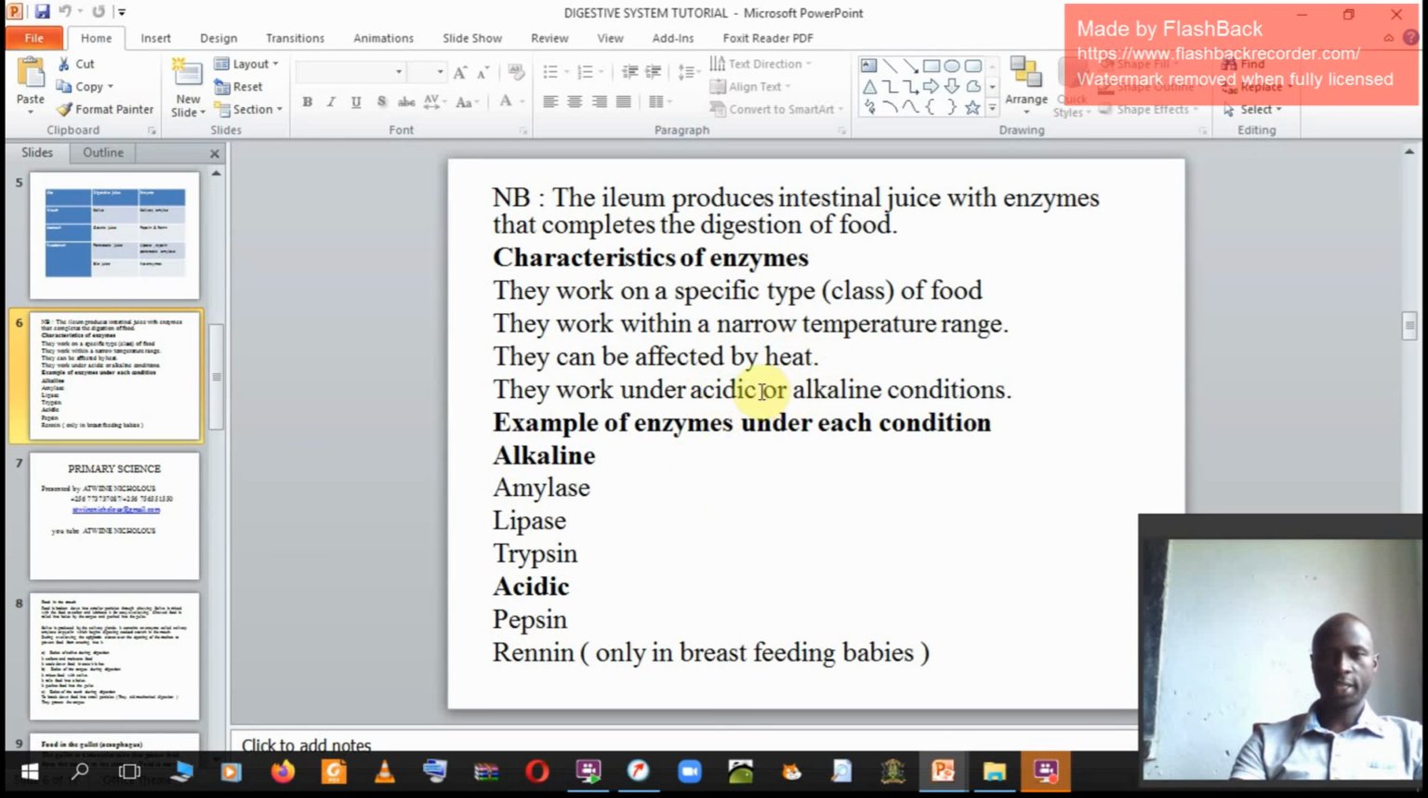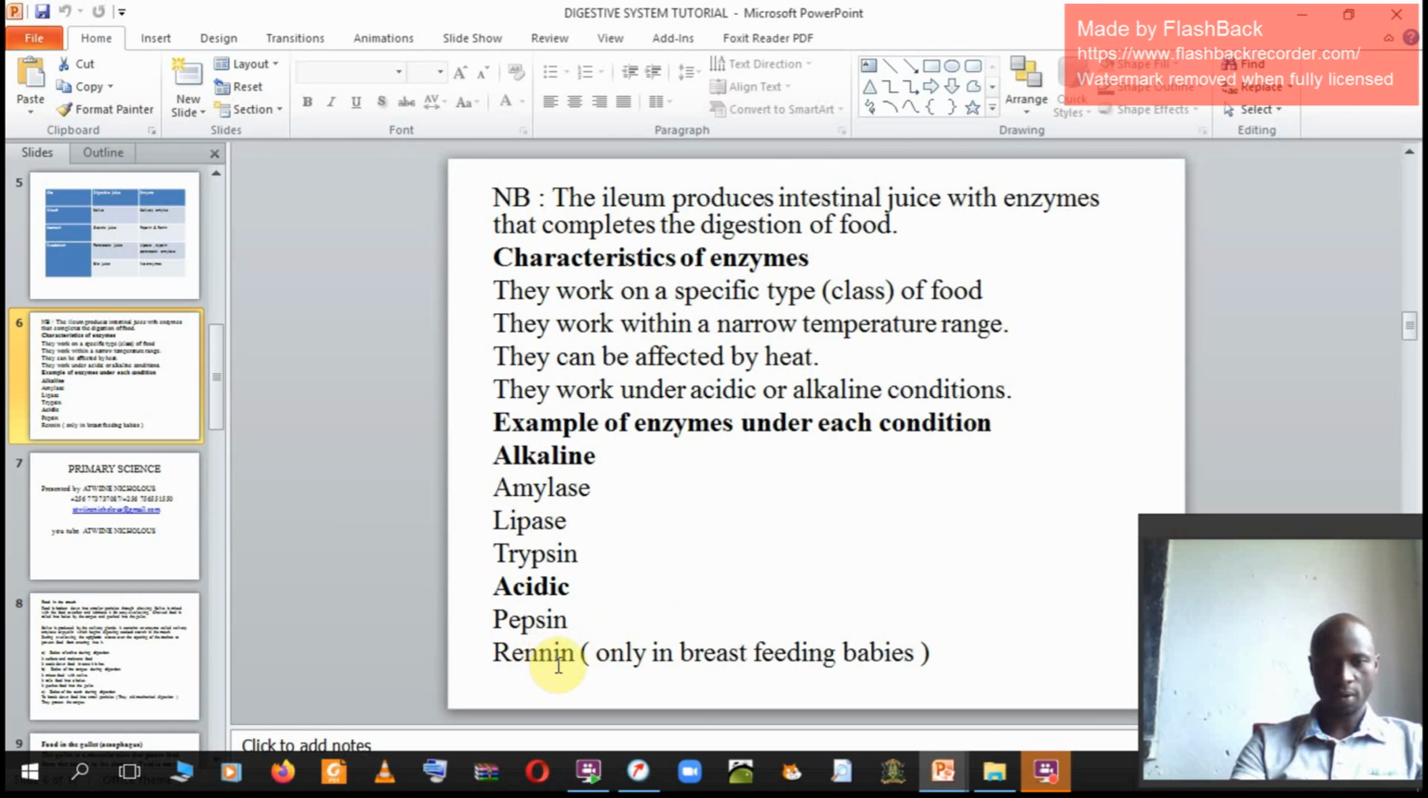They work under acidic or alkaline conditions. We have enzymes which work under acidic conditions. They are actually only two. We have those in the stomach, because it is in the stomach where we find 0.5 percent hydrochloric acid. And that hydrochloric acid has two main roles. It kills germs that may have escaped with food. Secondly, it provides acidic conditions for renin and pepsin to work.